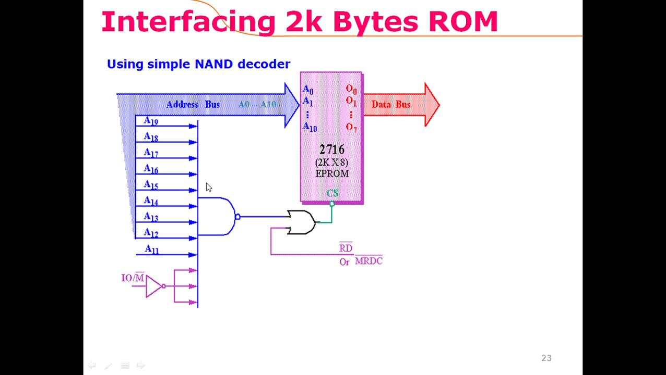So here we are using a simple NAND decoder to interface 2 kilobytes of ROM with the microprocessor. So this is how a 20-bit address is decoded here, and how the data bus is connected with the output pins of the 2716 memory chip.